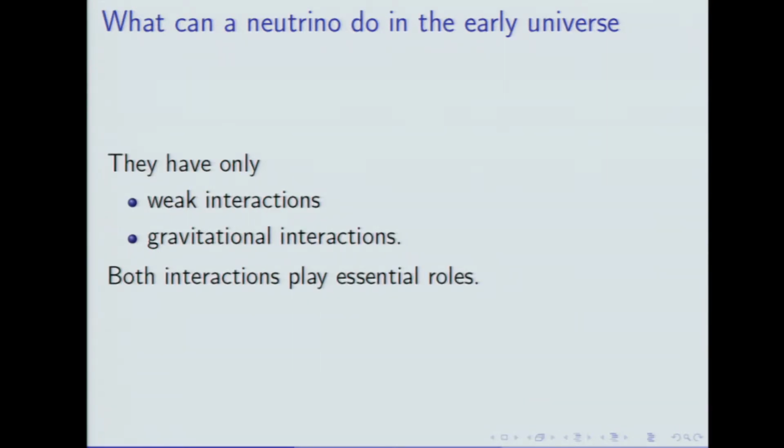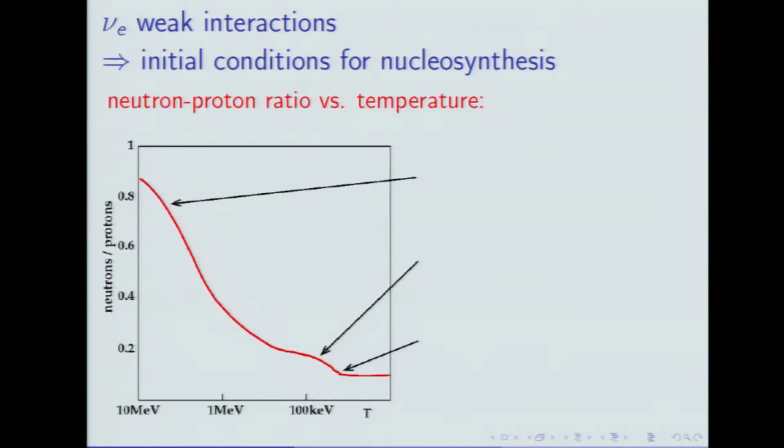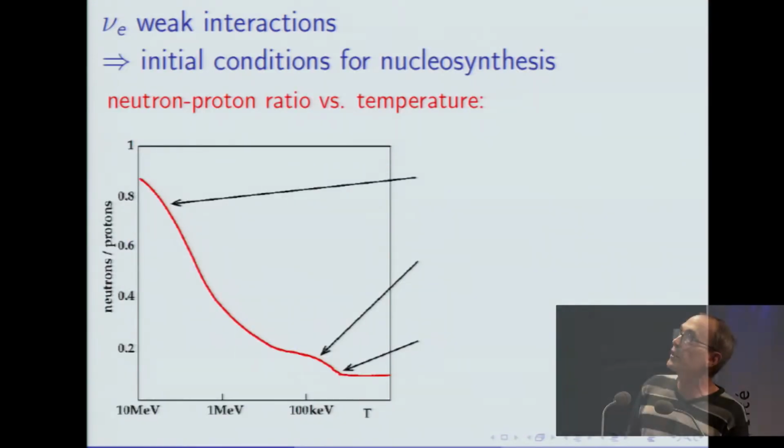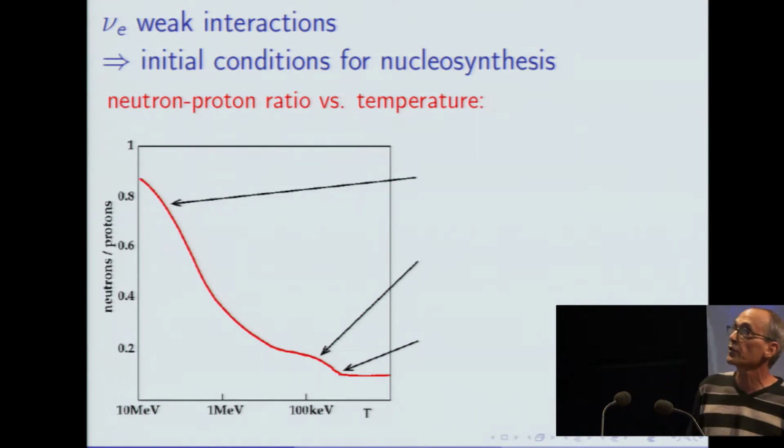So what can a neutrino do in the early universe? They have only weak interactions and gravitational interactions, but both play essential roles. For the weak interactions, they give you the initial conditions for nucleosynthesis. For instance, this is a graph of the neutron-proton ratio versus temperature: 10 megaelectron volts, 1 megaelectron volt, 100 keV. Time is going this way, and this is the ratio of the number of neutrons to protons. What you can see is that it's going down, and this is all determined by the neutrinos.